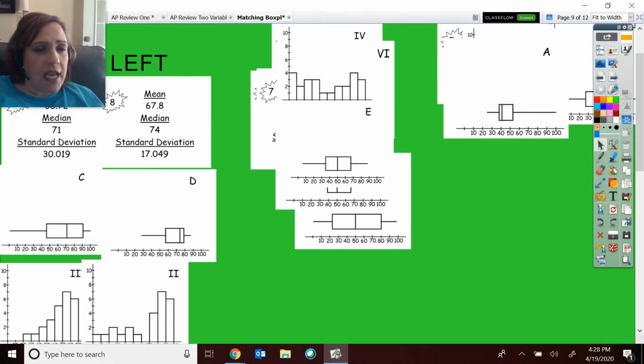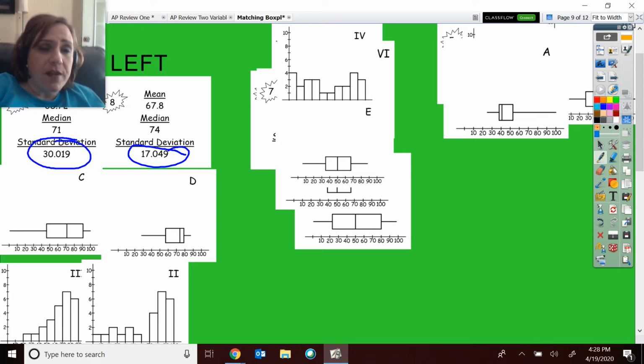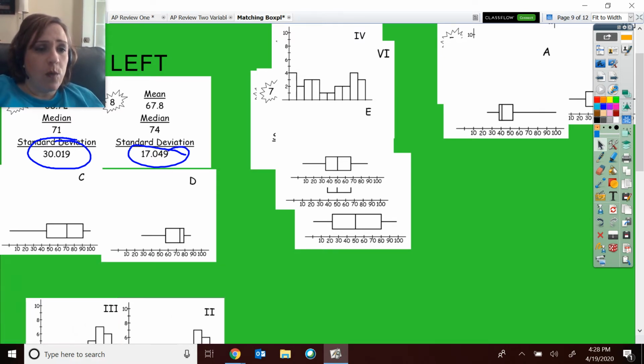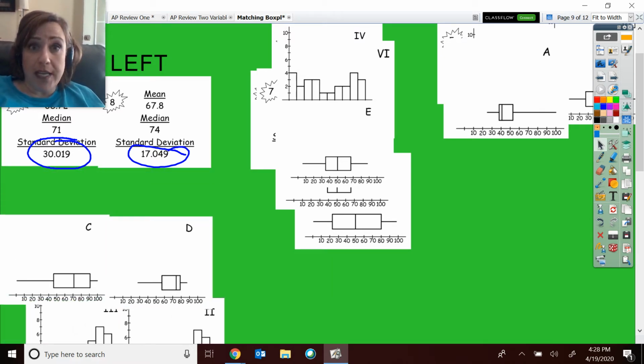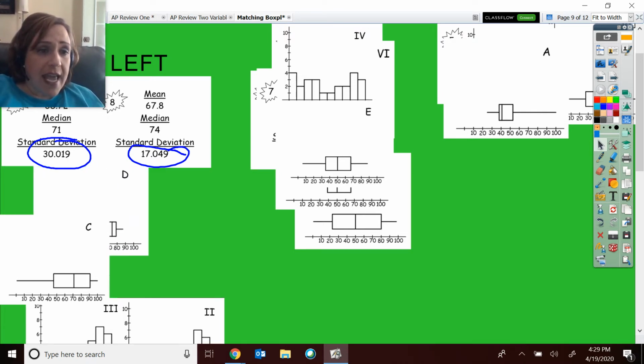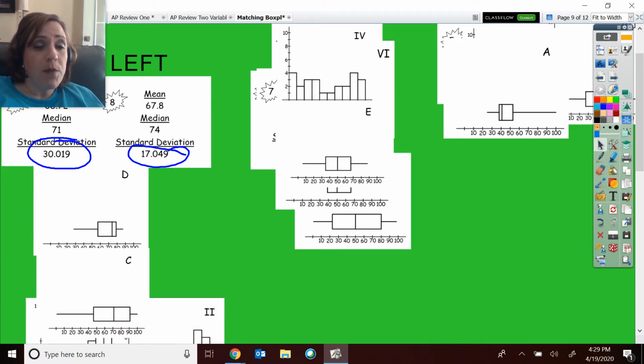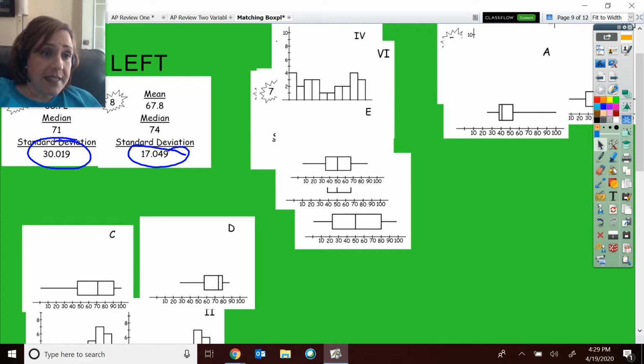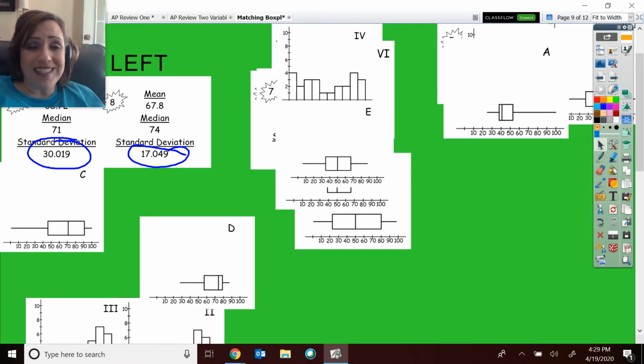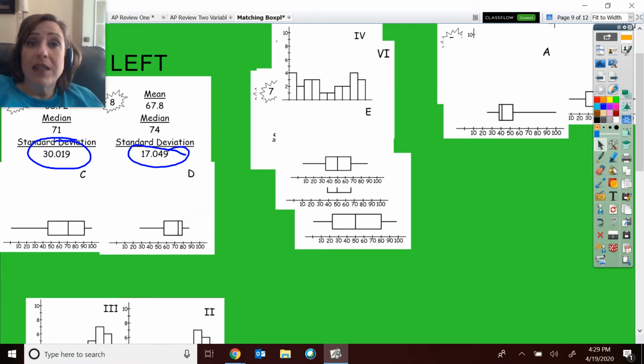Now I can really evaluate. Another indicator to me is going to be the spread. In this case, I can tell a big difference between the spread of these two sets of data. With this standard deviation of 30, it's a much bigger spread than that standard deviation of 17. Between these two box plots, which one is more spread out? That's definitely going to be box plot C, and box plot D is less varied.